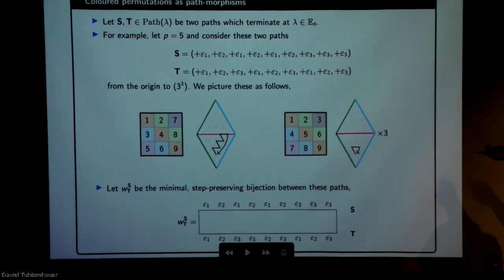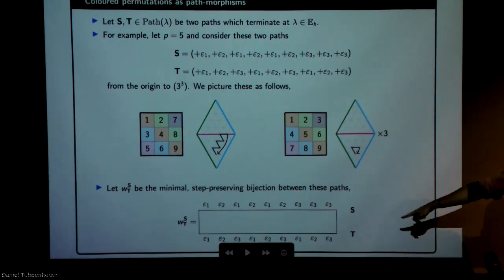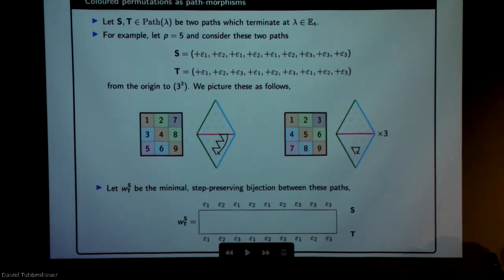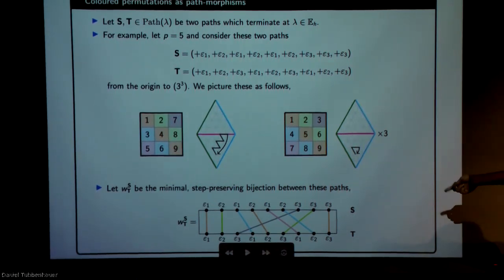Okay, so just draw S along the top: 1, 2, 1, 2, 1, 2, 3, 2, 3. Draw T along the bottom: 1, 2, 3, 1, 2, 3, 1, 2, 3. Connect the 1s to 1s, connect the 2s to 2s, connect the 3s to 3s. You're done. Remember the KLR coloring, because you should. And that is, really it's an element psi in the KLR algebra, but yeah, it's a morphism between paths. Any questions about what I did there?